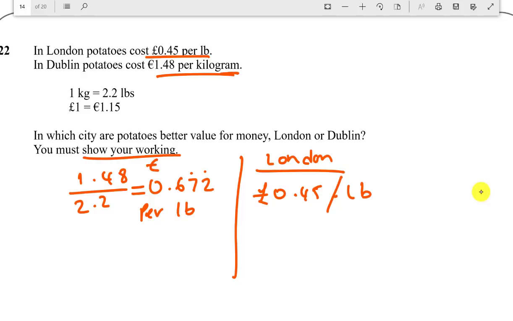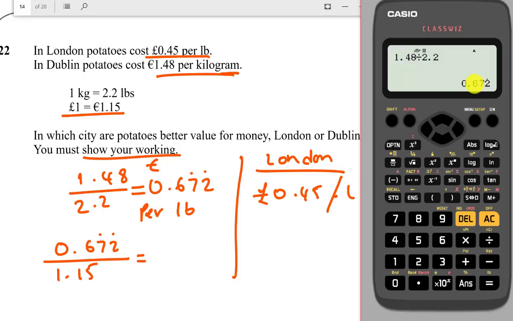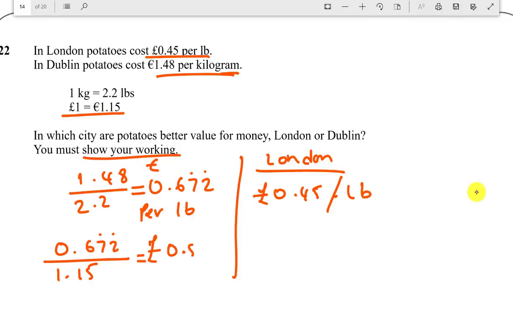Now we got the euros per pound. Now we need to change the euro into pounds, the British currency. So let's divide 0.672 by, the exchange rate is £1 is €1.15, so divide by 1.15. We already got the answer there, so divided by 1.15, and that gives an answer of 0.58. So in pounds it's going to cost 0.58, so 58 pence per pound.